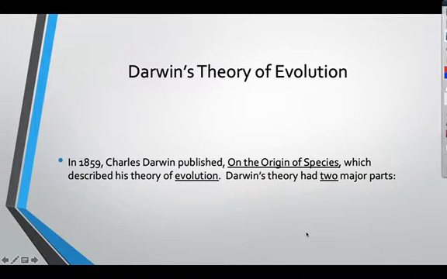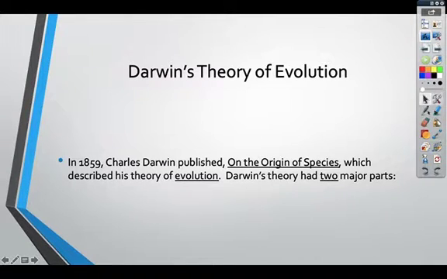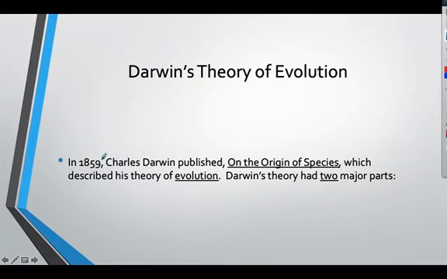So in 1859, so pretty good long time ago, Charles Darwin published On the Origin of Species. It was a book that he published, and in this book he described his theory of evolution. And this theory had two major parts, and I do want you to pay really close attention to what those two parts are. But let's go ahead and highlight Charles Darwin. So you can kind of think of him as the father of the theory of evolution. This was his book that he published, On the Origin of Species, and in it was his theory of evolution.